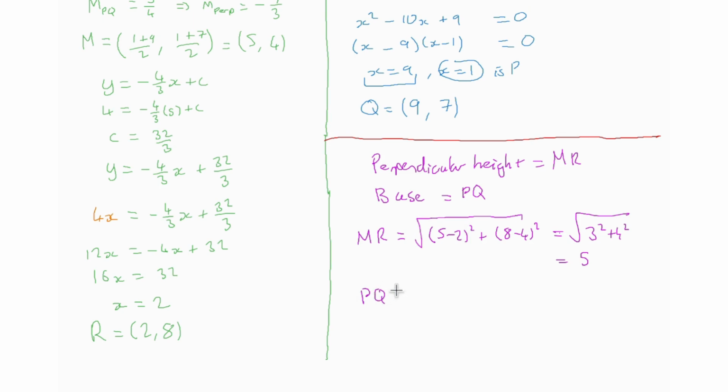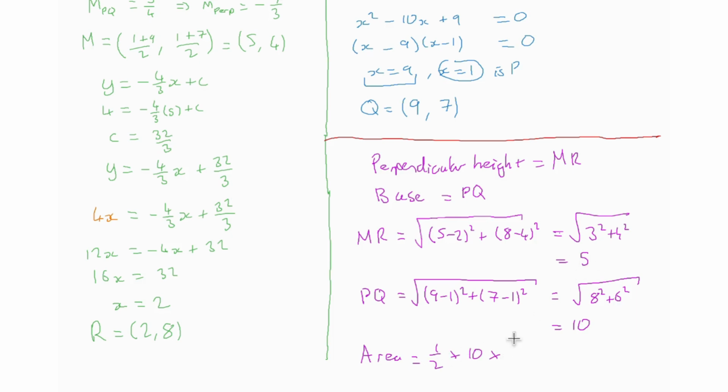We also need to work out the length PQ. P was (1, 1), and Q is (9, 7). So it is 9 take away 1 squared plus 7 take away 1 squared. So it's the square root of 8 squared plus 6 squared, which is 10. So the area of the triangle, which is what we were actually interested in this whole time, is a half times the base, which is 10, times the perpendicular height, which is 5. So that is going to give us a final answer of 25 square units.